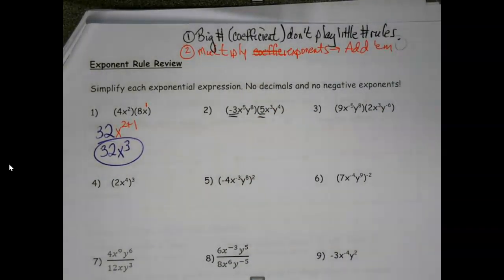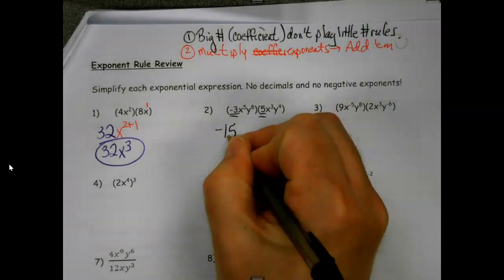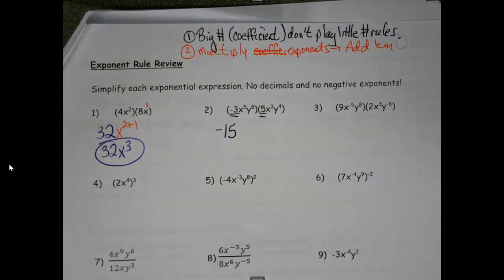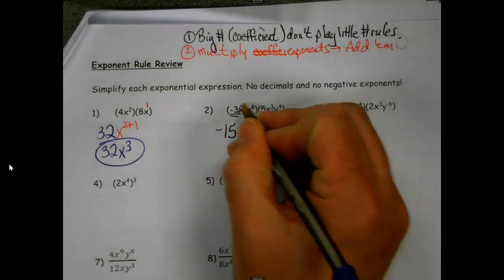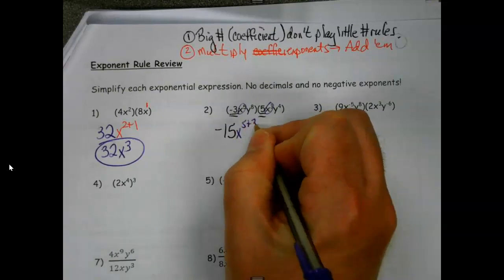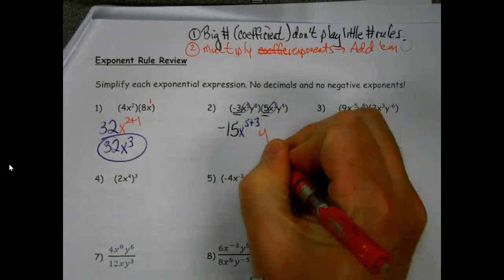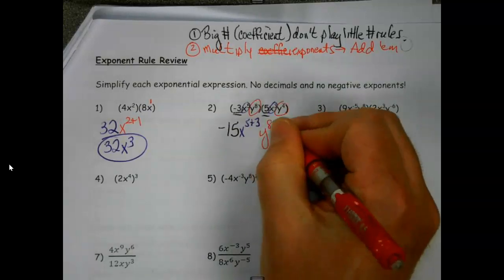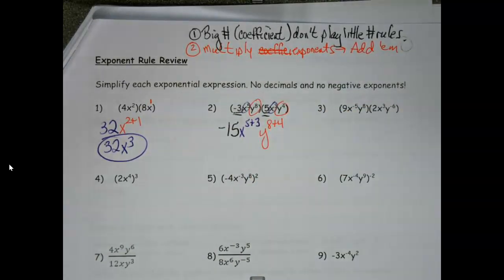Again, we multiply the big numbers, don't add them. What's negative 3 times 5 going to be? Negative 15. And I would say, at least on the notes, if you get the hang of it and you don't want to show this extra step in the practice, you can. But otherwise, here's my x's. They've got to have the same variable that we're working with. And we're going to add those up. And then the y's. And if colors would help you to see the difference with some of these things, grab colors. It's a good plan.